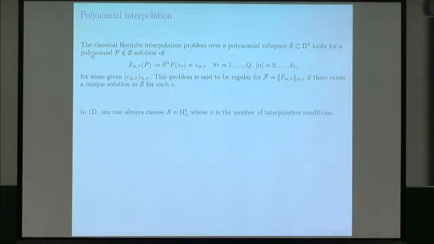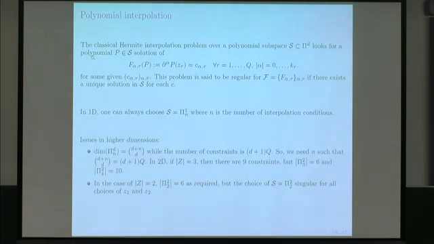So the question is how do you choose this space S such that you have a regular Hermite interpolation problem. In 1D it is very straightforward. You can always choose S to be the canonical polynomial space, where n here is the largest degree of the polynomial space and is simply the number of interpolation conditions that you have.